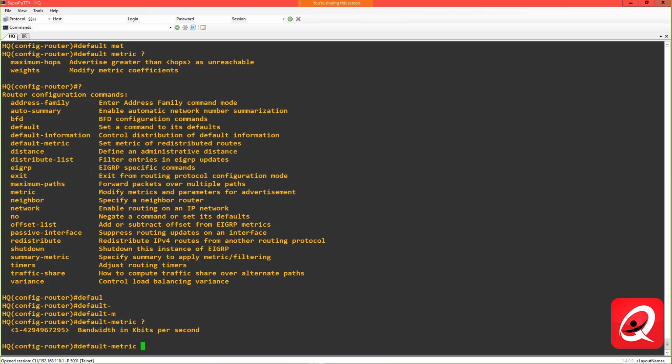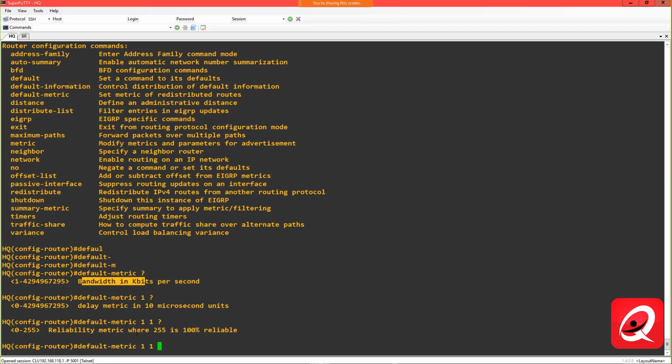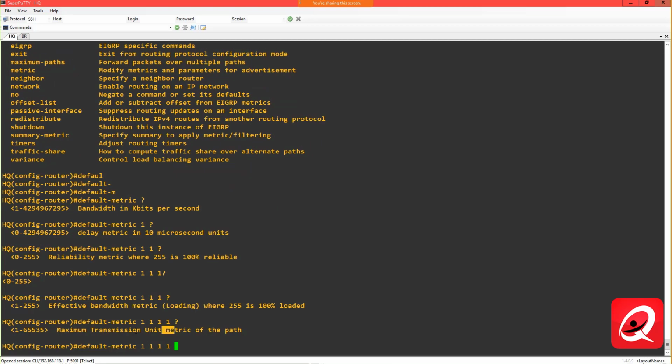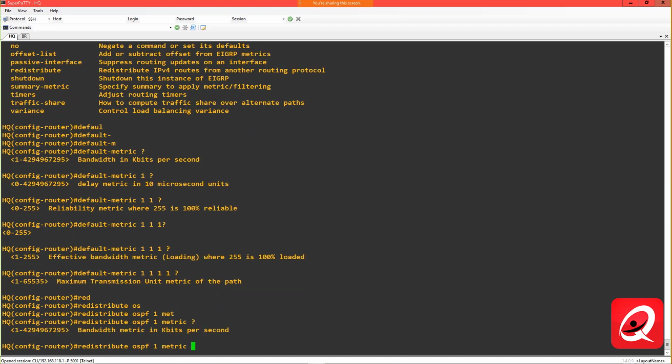There. Now we can specify the K1 value. I'll just put 1. K2 value, actually this is K3, the K2 value, which is reliability, the loading, and then finally the MTU of the path. So we can use the default metric command to insert a metric for every route that gets redistributed. Or we could say redistribute OSPF 1 and then specify the seed metric this way.